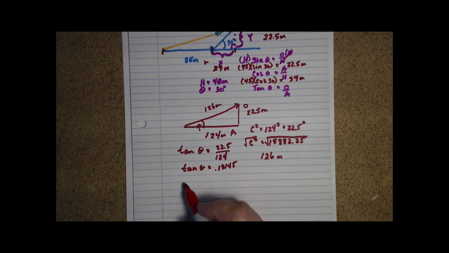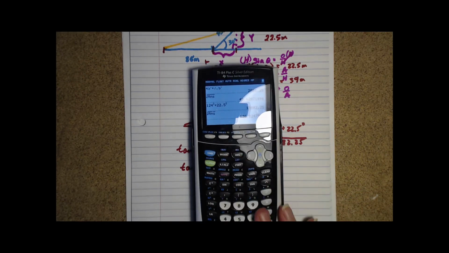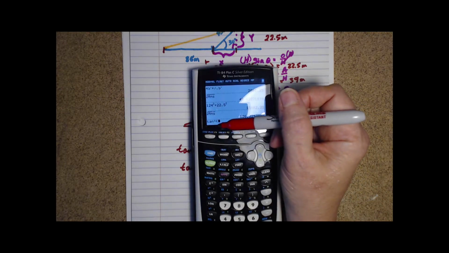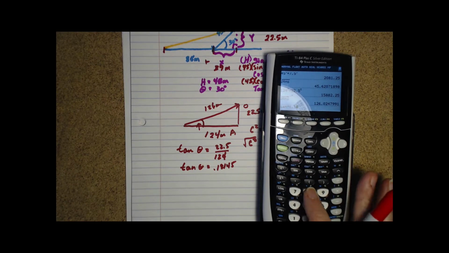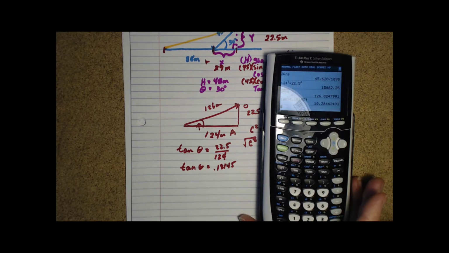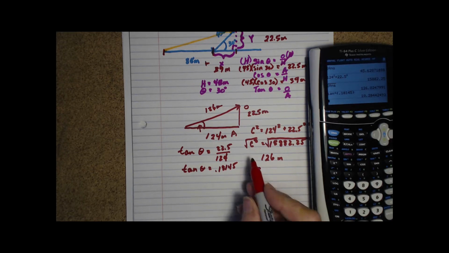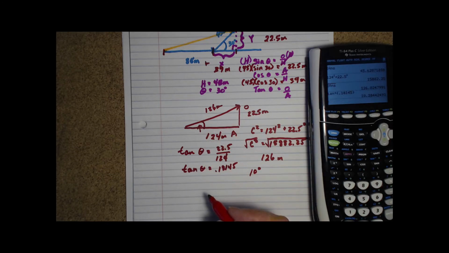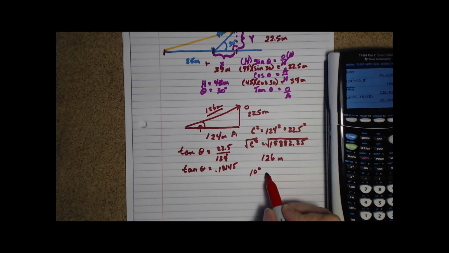I'm going to need to take the inverse tangent. If you have this type of calculator, you're going to press the second key and then the tangent key, and this is going to say tangent with an exponent of -1. We're dividing by the tangent. And then I'm going to input my value, and I get a value of 10 degrees. So this is 10 degrees above the horizontal. So taken all together, the answer to my problem is 126 meters, 10 degrees above the horizontal.